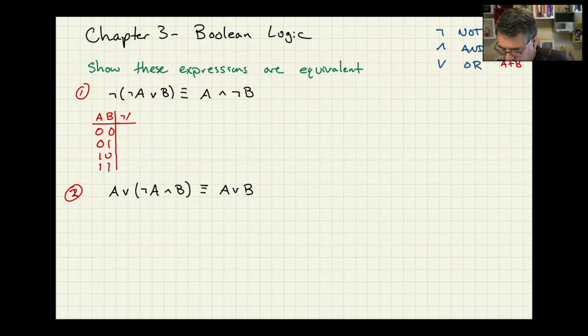Okay, so the first thing we're going to do here is the not a, and then in that column, I'm going to write 1s and 0s here. I'm just going to take the a column and invert it.